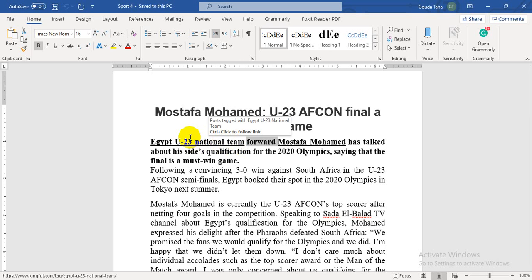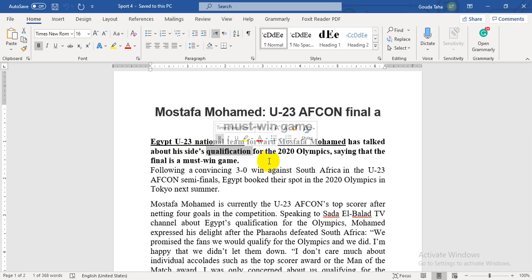Has talked about his side's qualification, his team's qualification. What do you mean by qualification? Does qualification here mean مؤهلات? No. In this context, it means تأهل. So we have qualify for, or disqualify, استبعاد من. So for the 2020 Olympics, saying that the final is a must-win game.